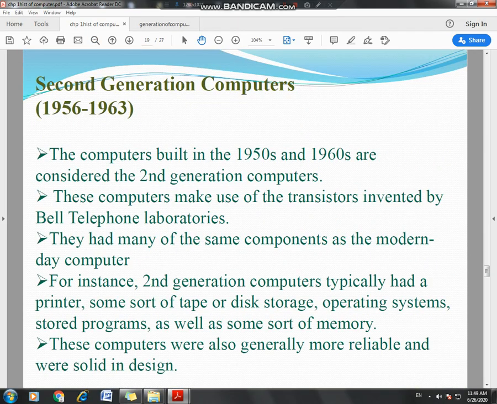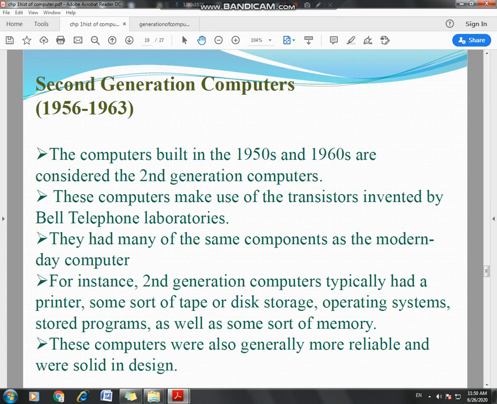Okay, now. Then we have the second generation of computer. So in the second generation, the main component of the first generation, which was the vacuum tube, was now replaced with transistors. As you already know, we had too many disadvantages of vacuum tubes, that they burned very frequently and produced a lot of heat. Their maintenance was very difficult.